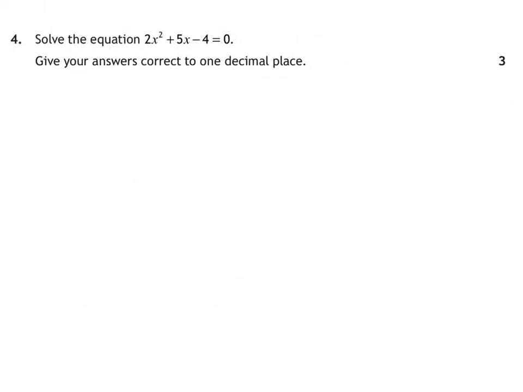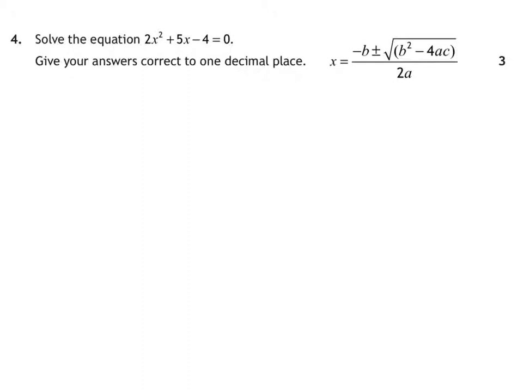Okay, question 4. Solve the equation 2x squared plus 5x minus 4 is equal to 0. Give your answers correct to one decimal place. Hello, alarm bells. You cannot factorise this. You are going to have to use the quadratic formula. Go look at your formula sheet, copy it down properly, and have a go yourself.